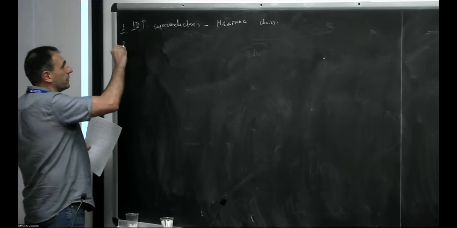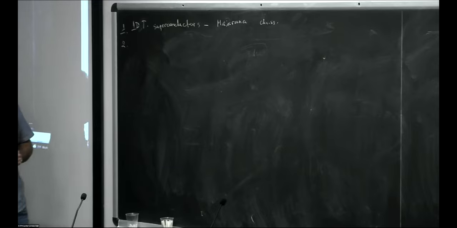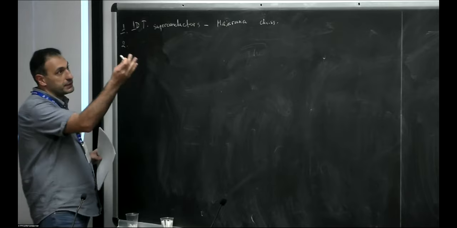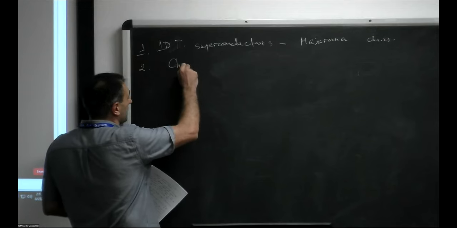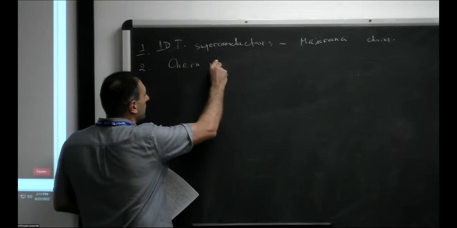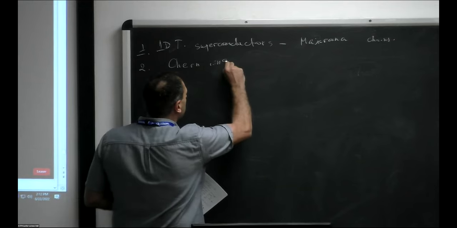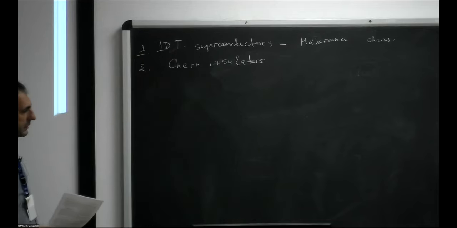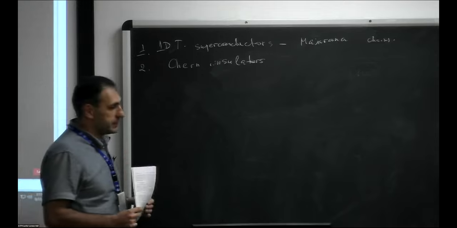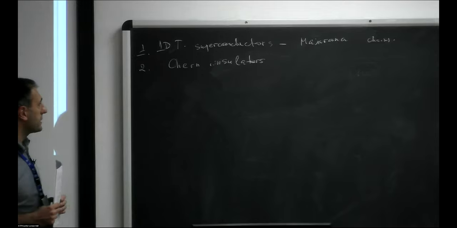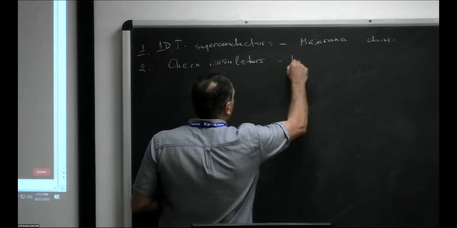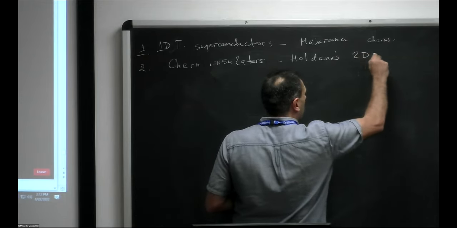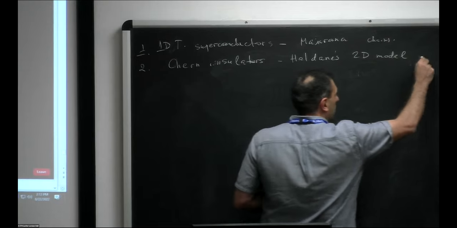And then I'll switch to two dimensions, which is more interesting, and I'll talk about perhaps the simplest two-dimensional system exhibiting non-trivial topology. Those are the so-called Chern insulators. And I'll talk about the first Chern insulator that has been studied by Haldane in the 80s: Haldane's 2D model on honeycomb lattice.